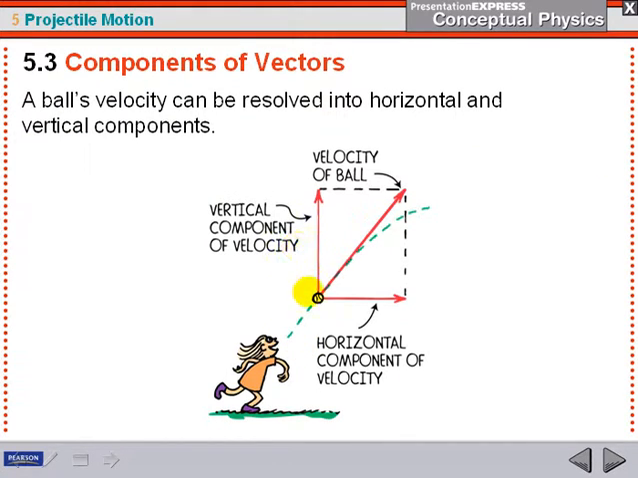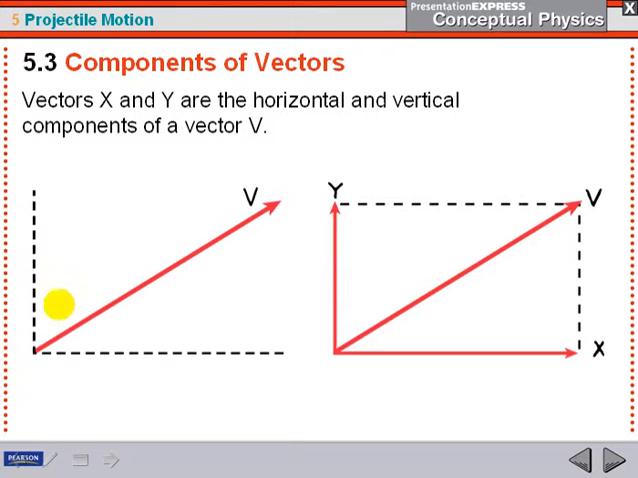So if you look here, we have a ball, and the ball is heading in this direction, and we can resolve its components at this point by drawing a rectangle with the components, and we have a horizontal component here and a vertical component here. This is not unlike what we did before. So here we go. We can do it with that.